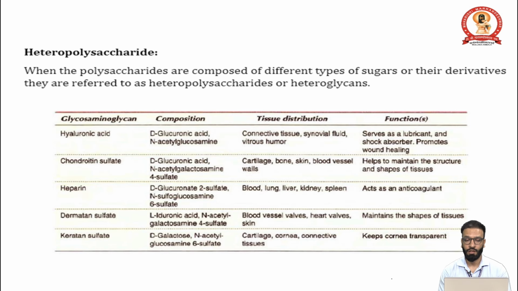Similarly, chondroitin sulfate. Sometimes we take supplements of these: if we have immobility in the joints, we can take a hyaluronic acid supplement, and if cartilage is damaged, we can take chondroitin sulfate supplements. Chondroitin sulfate is found in cartilage, bone, and blood vessels, and it maintains the structure and shape of tissues. Similarly, heparin is present in the blood, lung, and liver, and as we all know, it acts as an anticoagulant. We also have dermatan sulfate and keratan sulfate.